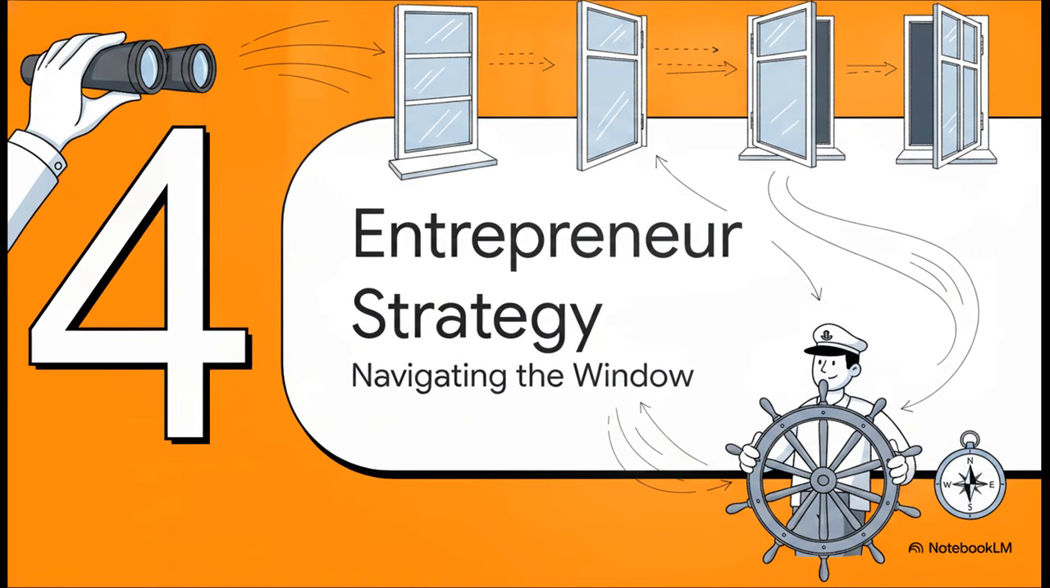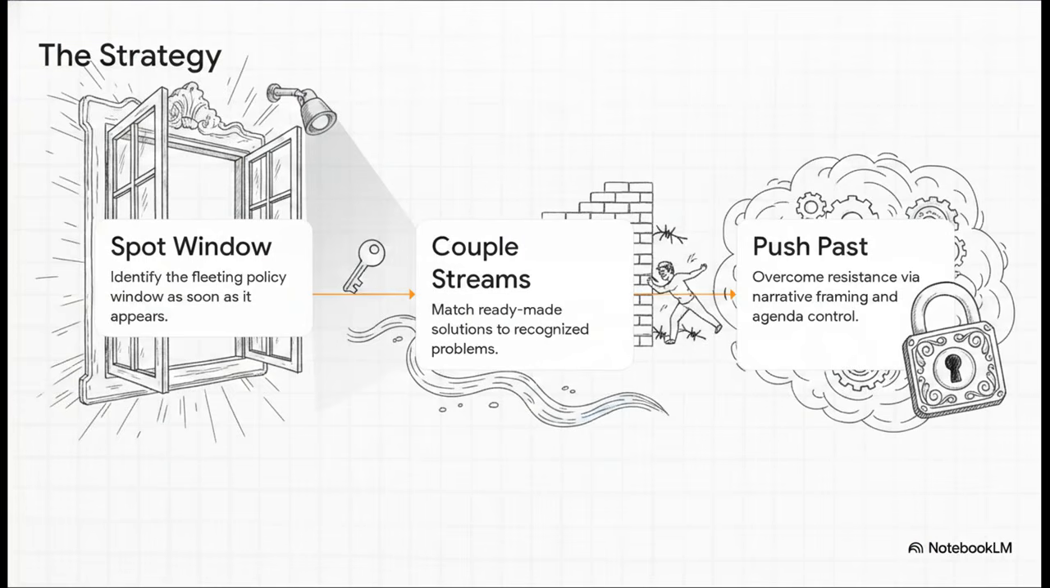Section 4, the entrepreneurial strategy. Here is a crucial reality check. An open window on its own guarantees absolutely nothing. Enter the real hero of our story, the policy entrepreneur. This isn't a formal job title. It could be an activist, an academic, or a politician. They are incredibly persistent people who invest their own time, money, and reputation to push a policy forward.